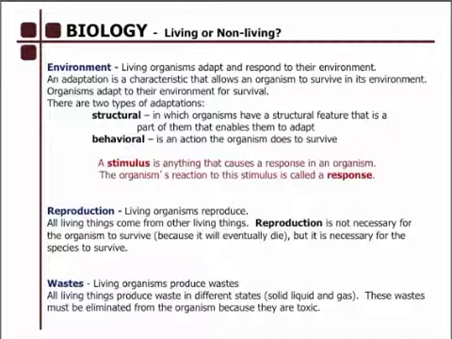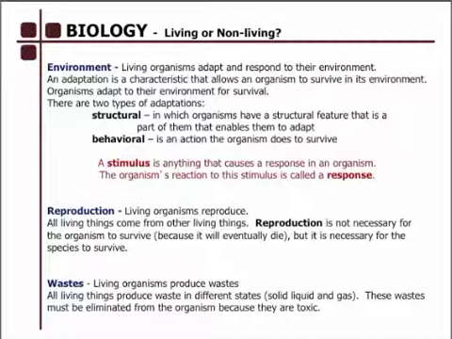Environment. Living organisms adapt and respond to their environment. An adaptation is a characteristic that allows an organism to survive in its environment. Organisms adapt to their environment for survival. So there are 2 types of adaptations. There are structural adaptations, in which organisms have a structural feature that is a part of them that enables them to adapt.